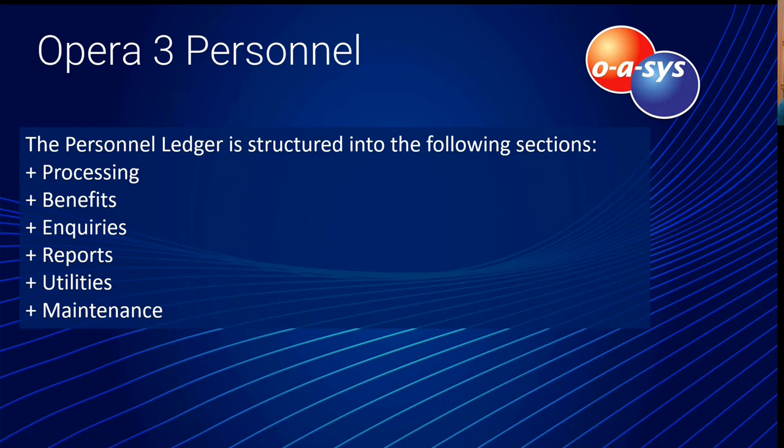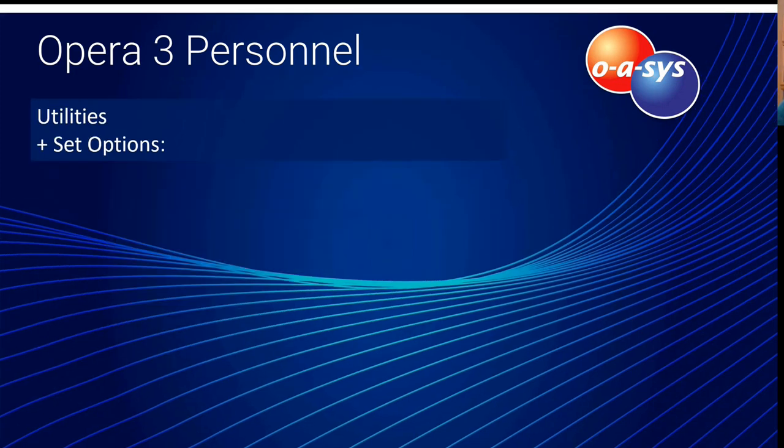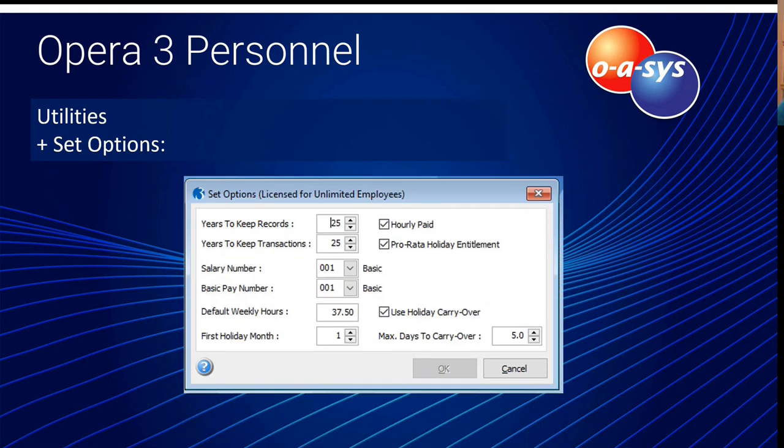The layout and structure of the module is pretty straightforward. We have our processing area, then the benefits and inquiries areas, a reporting area, and our utilities and maintenance areas. The first thing I'm going to show you this morning is the set options area. I think it's important. It's the area where we start in the module, where it holds some default settings for us, and it also decides how we're going to be using some areas within our module.